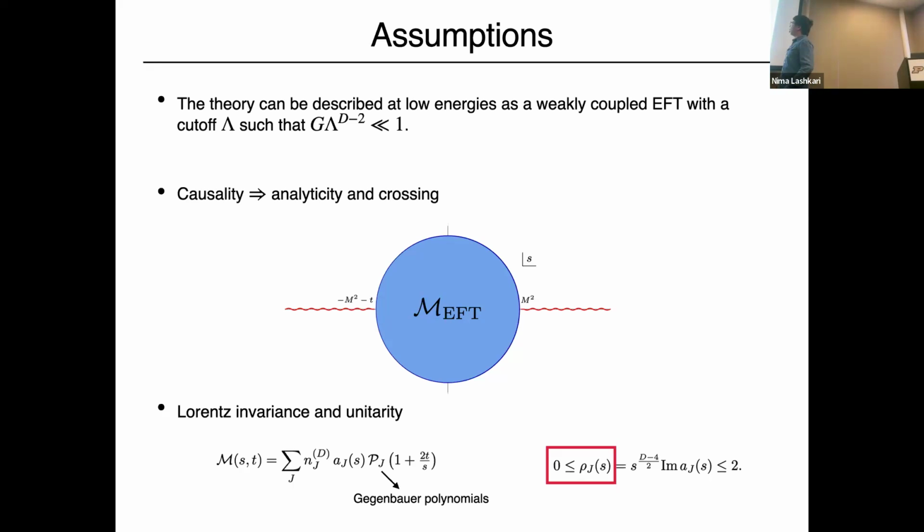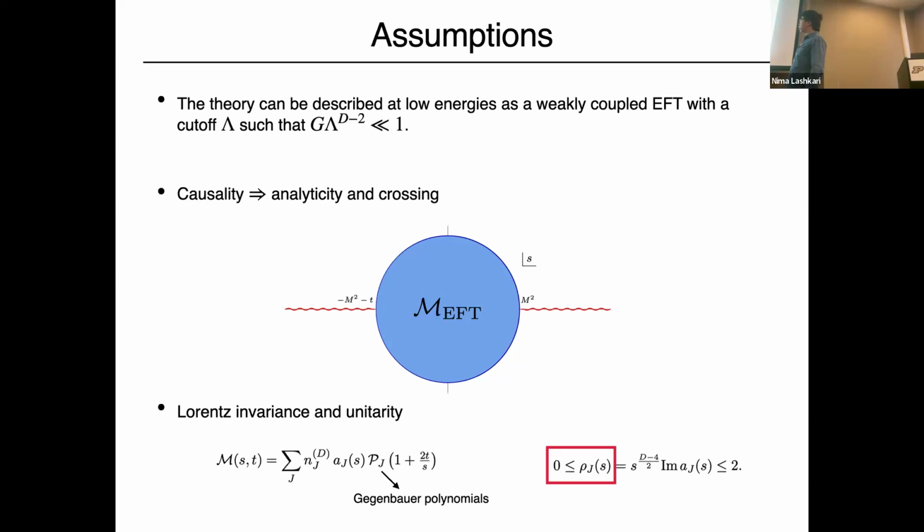Additionally, I'll also assume analyticity and crossing of the amplitude, which means the amplitude can have branch cuts on the real axis, but away from the real axis, it will be analytic. And also below the cutoff, when s, the Mandelstam s, is below the cutoff, the amplitude will just be given by whatever your EFT gives you. And finally, there is also Lorentz invariance and unitarity.